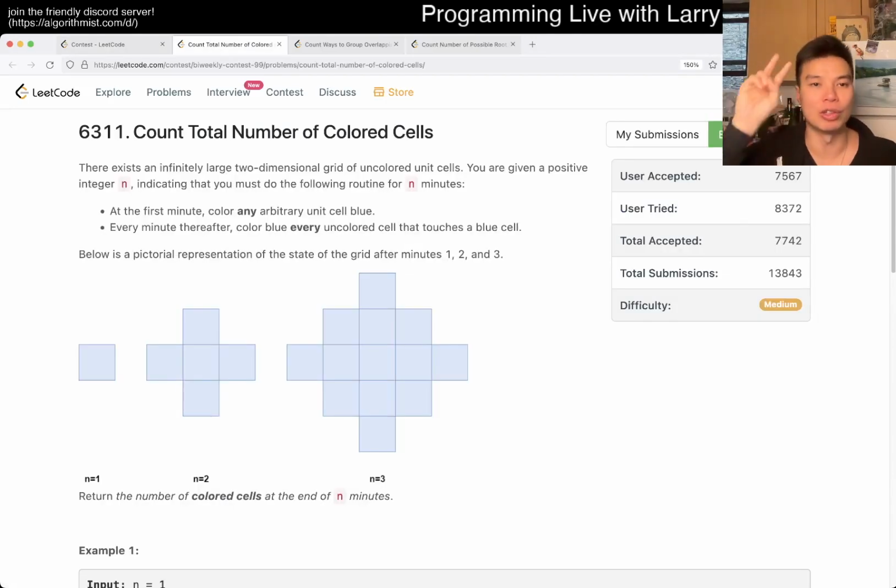This is me going with Q2 of the bi-weekly contest 99. Count total number of colored cells.